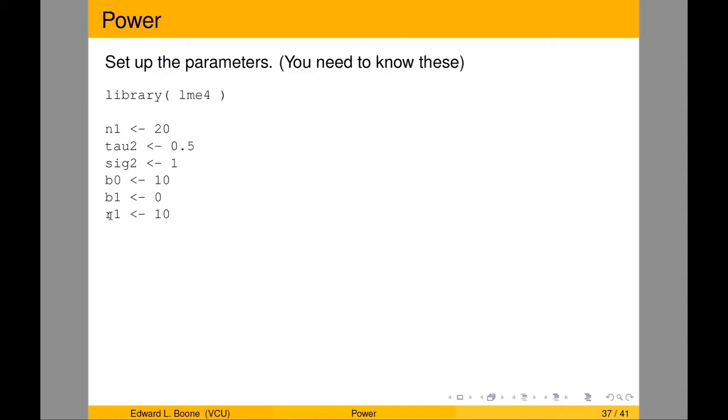and R1 is the number of measurements I have on the same object. Okay, so I'm repeatedly measuring the same person objects. How many times did I do that? Now, if this varies, then everything goes out the window here.